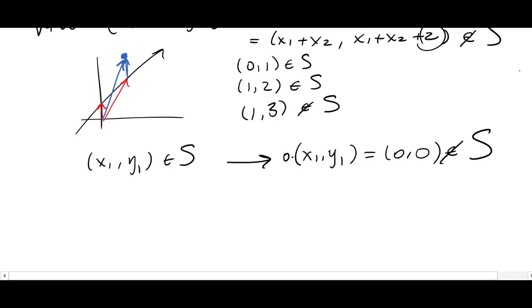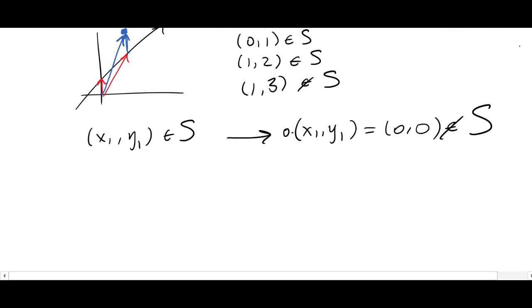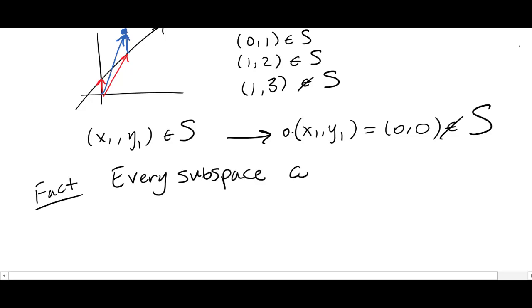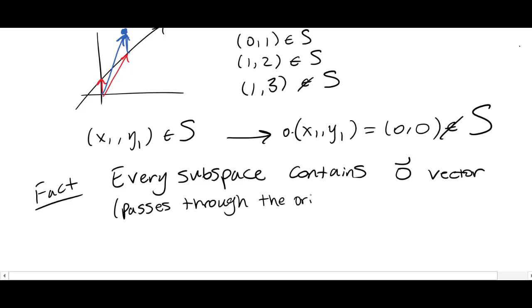So that's a fact. Every subspace contains the 0 vector, passes through the origin. Because you need to be able to multiply by 0 and be closed under scalar multiplication when you do that. So if you don't pass through the origin, not a subspace.